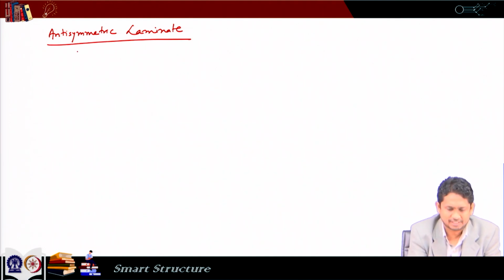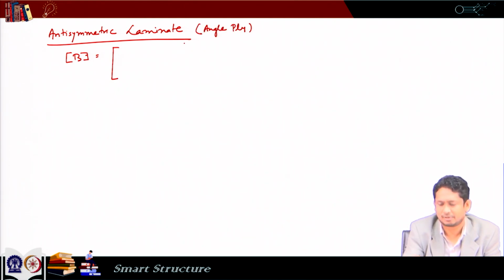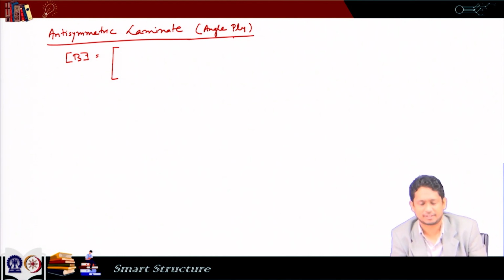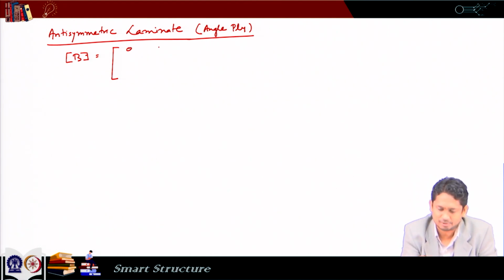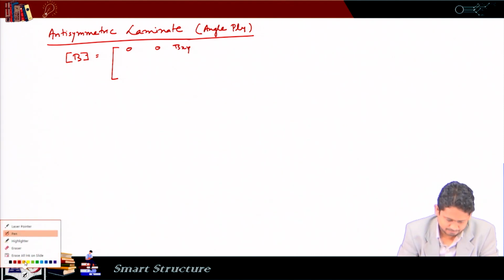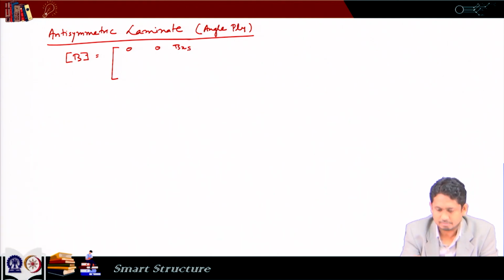Now, we know that in an antisymmetric laminate our B matrix is, so this antisymmetric laminate is angle ply, it is not a cross ply, because depending on whether the laminate is angle ply or cross ply, our B matrix changes. So, this is 0 0 Bxs, this is 0 0 Bys, this is Bxs Bys 0.